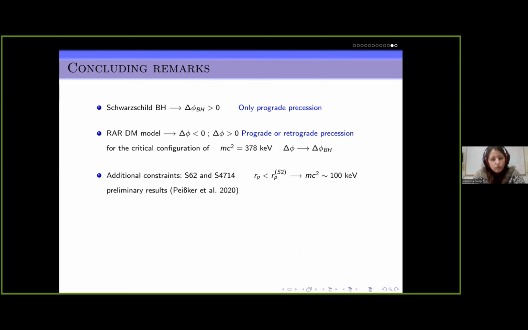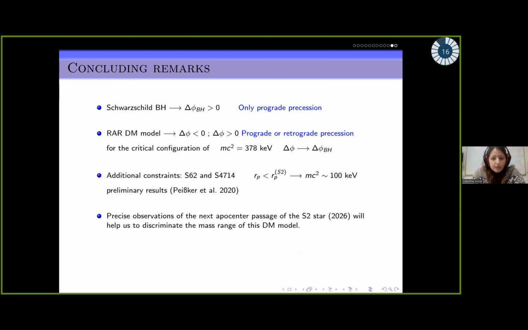Another thing that we can do to constrain this range in particle masses is to study other members of the S cluster. For example, the stars S62 and X4714 have smaller pericenters than that of the S2 star, almost by an order of magnitude. If these results are confirmed, because for this data we only have the astrometric position, not the radial velocities, then for the core to lie completely inside the pericenter of these 2 stars, the fermion mass would have to be about 100 keV.